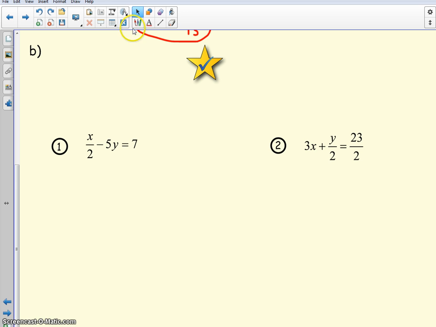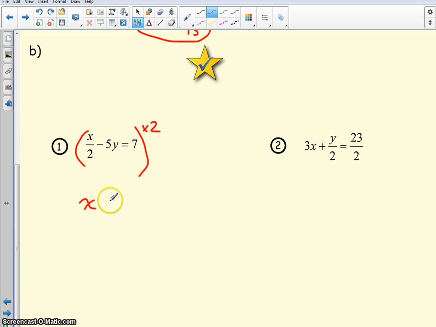So what I'm actually going to do here is try and limit the fractions here. My only fraction here is 2, so I'm going to multiply this entire equation by 2. Okay, so if I do that, the 2's cancel here, I'm just left with x. Negative 5y times 2 gives me negative 10y. And 7 times 2 gives me 14.